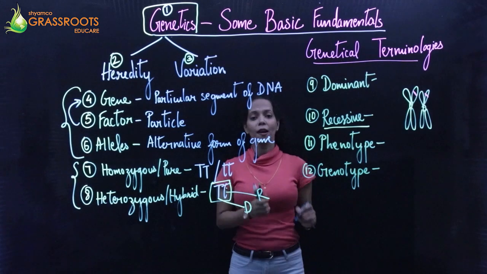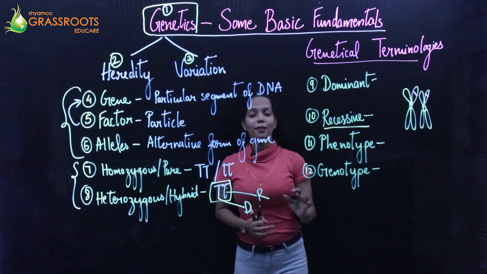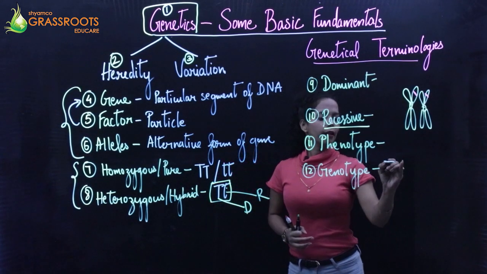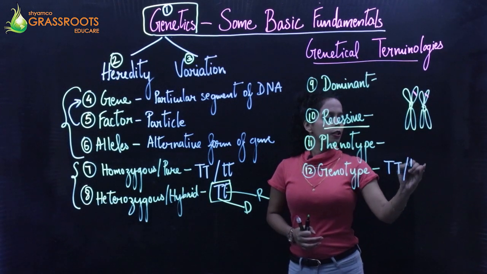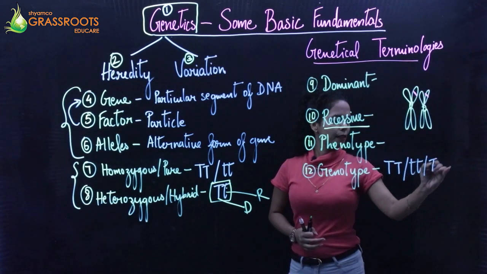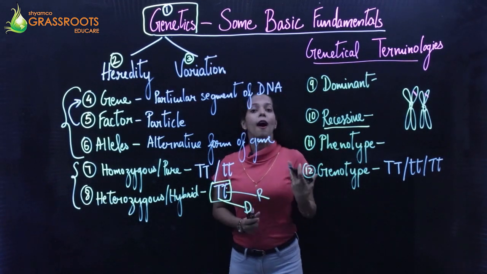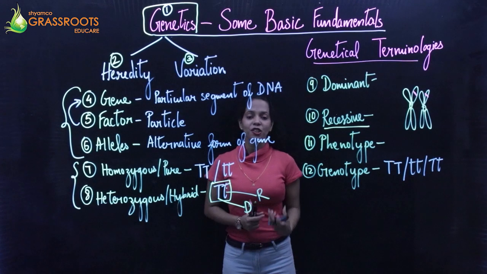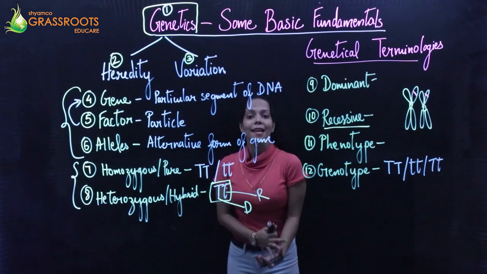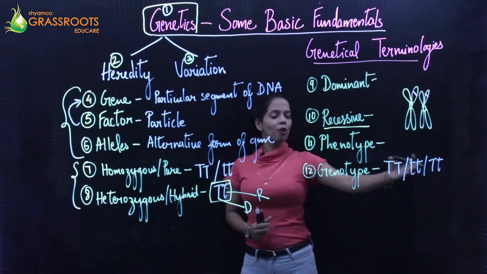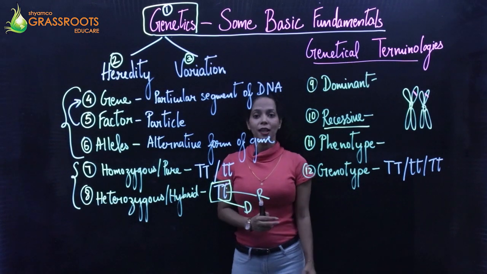For example, for the height of a person in the population, I can write capital T capital T, capital T small t, or small t small t. All these three sets will indicate what? Height. So height's genotype, the genetic constituent of a particular character, that is height, has three possibilities. That is known as the genotype of height.